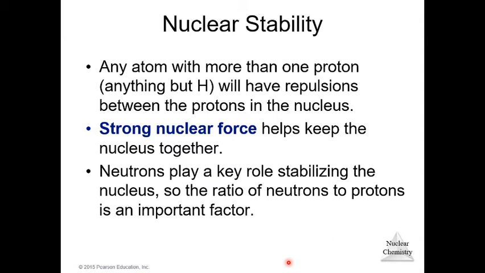Now, why is it that some of these nuclides are more stable than others? Anytime you have more than one proton together in the nucleus, these protons are going to repel each other because they have the same charge. So we have something called the strong nuclear force to keep the nucleus from flying apart, holding it together. And a big part of this is the neutrons. You can think of the neutrons as the glue that holds the protons together.